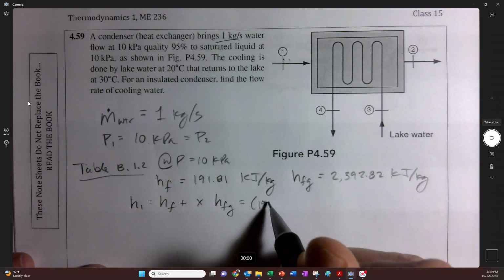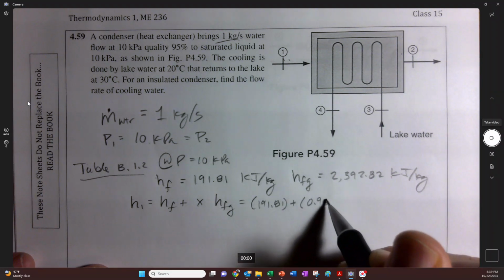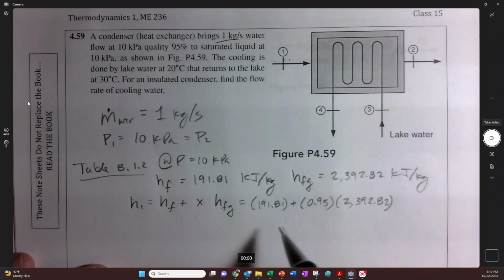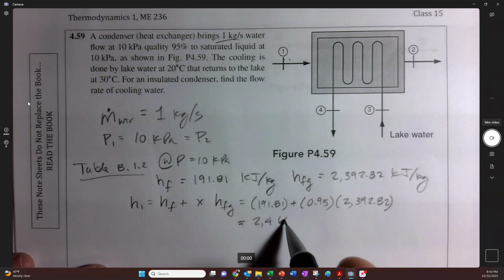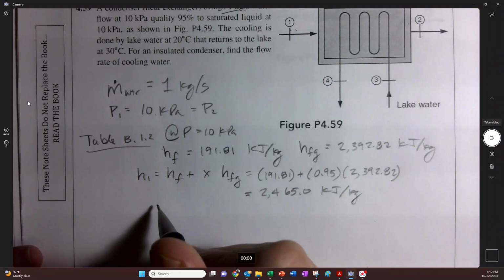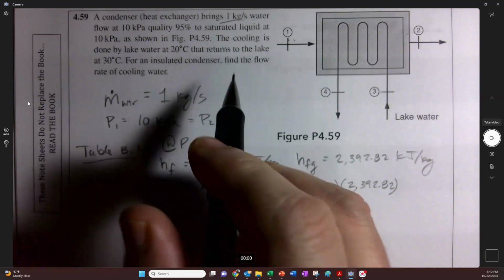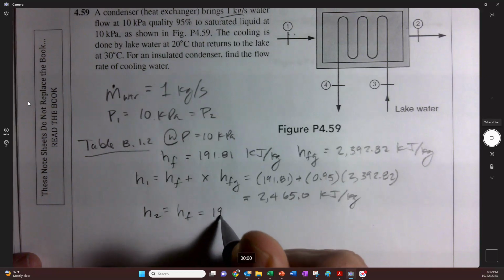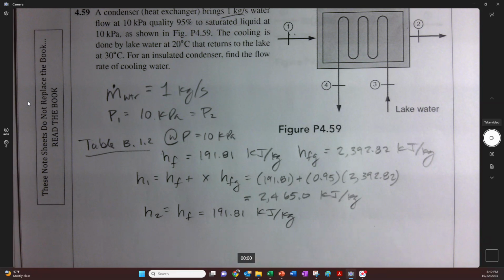So 191.81 plus 0.95 times 2,392.82. A lot of decimal places and stuff there. That gives 2,465.0 kilojoules per kilogram. And then, they said that they wanted to cool it down, so it's a saturated liquid. So h2 is just going to be hf, which is 191.81. So that was our goal. We're going to find how much water.